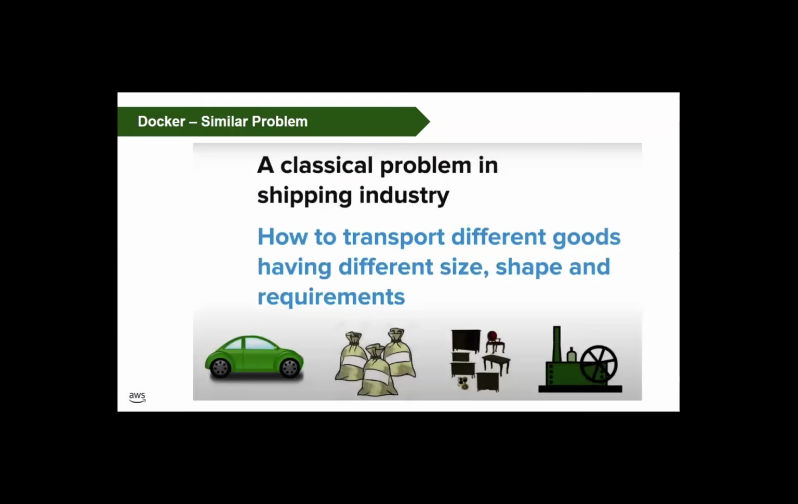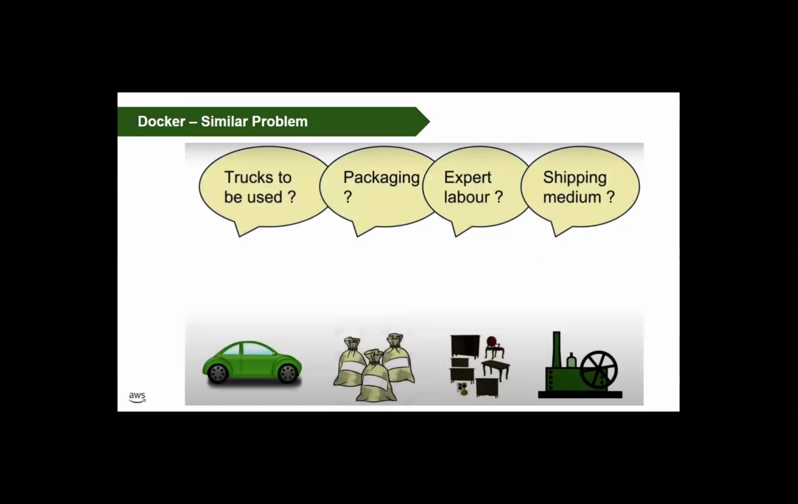Now, the same problem we have in the shipping industry also. They want to ship different types of goods, like a car, a bag, furniture, machines. All these things we have to ship, but they should not get damaged. All are in different sizes and shapes. So we have to think whether to use the best truck or proper packaging, or take expert labor, or what shipping medium to use.